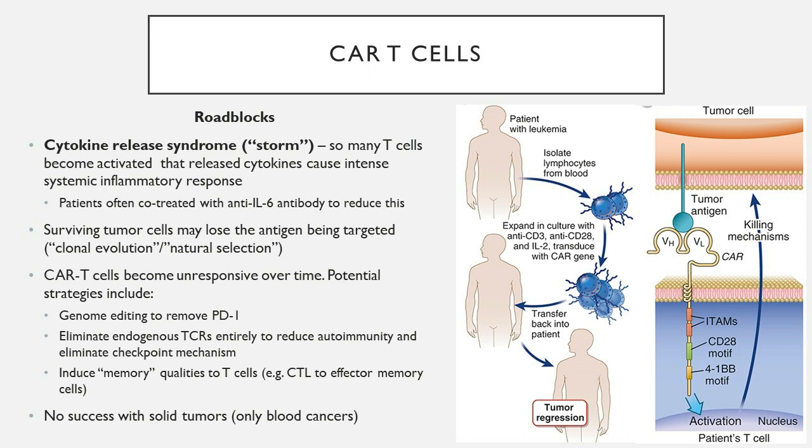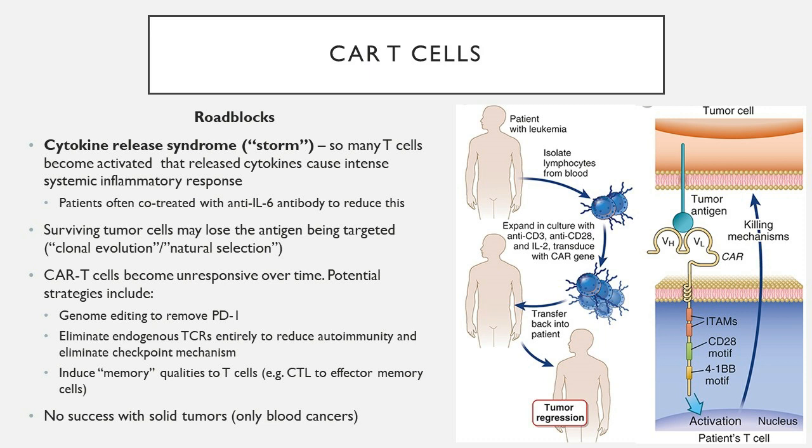Furthermore, surviving tumor cells may lose the antigen that's actually being targeted. At that point, we have all these transfected, very expensive T cells in the body that aren't able to fight off anything because they've killed off everything that's been expressing that neoantigen, yet cancer still survives. This is another similar natural selection process due to the highly mutagenic and proliferative capacity of cancer cells. And just like T cells become exhausted and unresponsive over time, CAR T cells can become unresponsive over time.